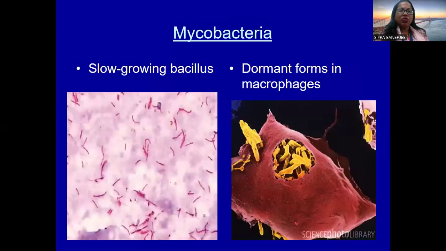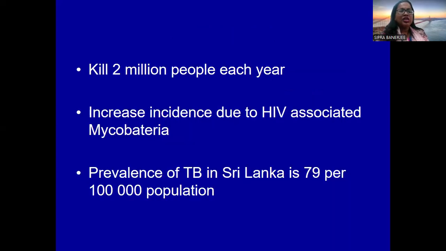The disease is caused by bacteria known as mycobacteria. They are slow-growing bacilli and they remain in dormant forms in macrophages. They are very slow and can hide in different organs also. They can kill 2 million people each year, with increased incidence due to HIV-associated mycobacteria, and the prevalence of TB in Sri Lanka is 79 per 1000 population.